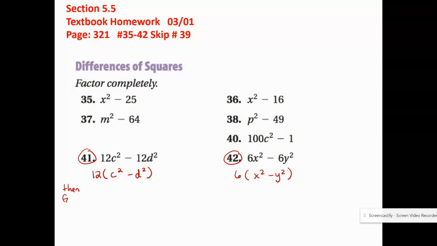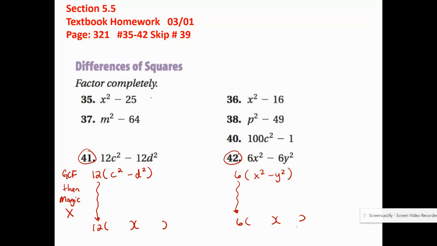So then the magic X, okay? So you do the GCF first. So just don't forget to bring down that 12 into the final answer. Same with this one, okay? All right, all these other ones you should be fine. Remember to add 0x into the middle and then do the magic X. Obviously, if it's a different letter, you can add 0m, right? Just add the 0 in the middle.